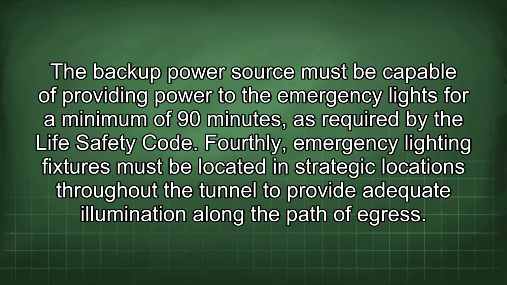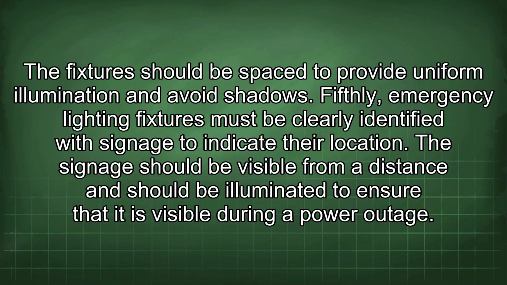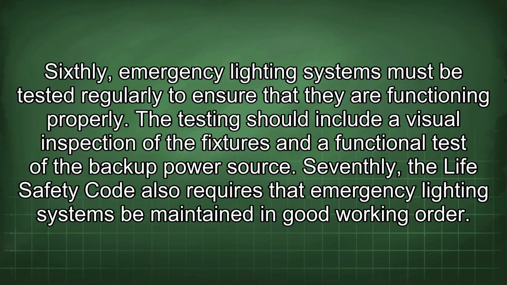Fourthly, emergency lighting fixtures must be located in strategic locations throughout the tunnel to provide adequate illumination along the path of egress. The fixtures should be spaced to provide uniform illumination and avoid shadows. Fifthly, emergency lighting fixtures must be clearly identified with signage to indicate their location. The signage should be visible from a distance and should be illuminated to ensure that it is visible during a power outage. Sixthly, emergency lighting systems must be tested regularly to ensure that they are functioning properly.